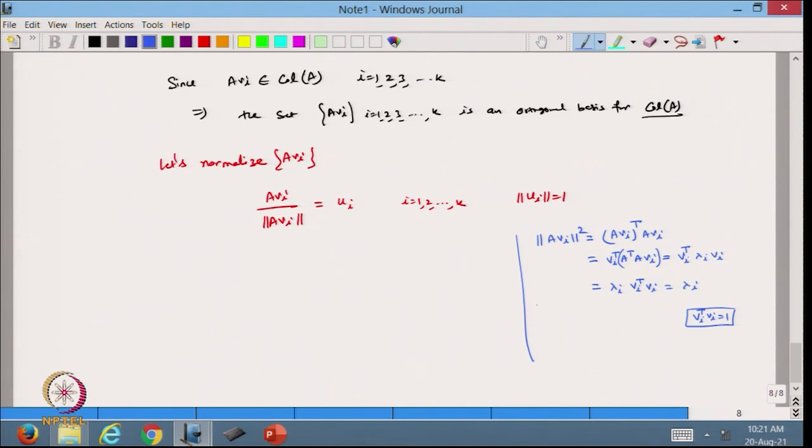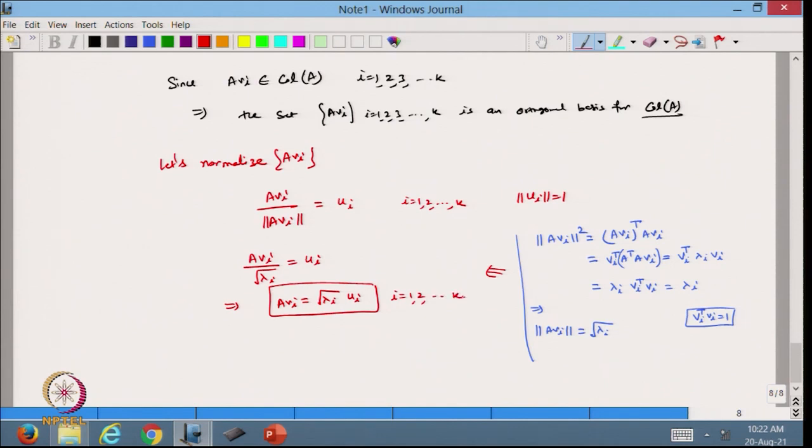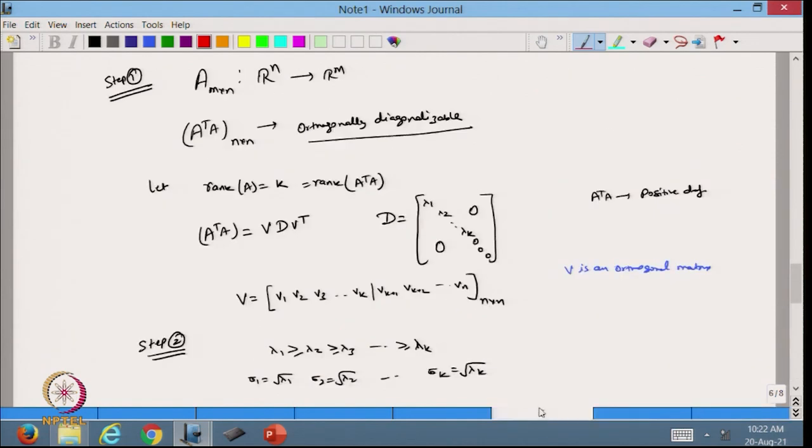Now, from here I can say that the norm of Avi is equal to the square root of lambda i. So now I can write Avi divided by the square root of lambda i as equal to ui, and that gives me Avi equal to the square root of lambda i times ui. So this is the relation we got for 1 up to k. I can write this as Avi equal to sigma i ui, if you want to write it in terms of singular values, because I know that these are the singular values.